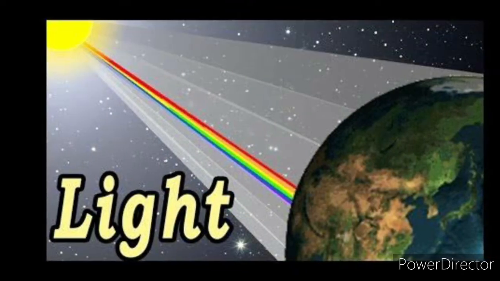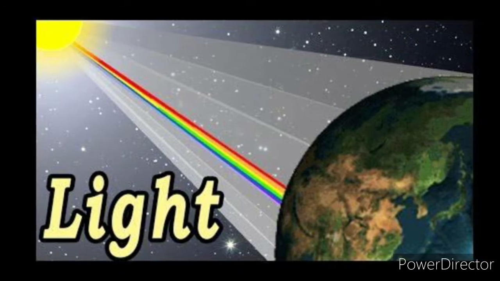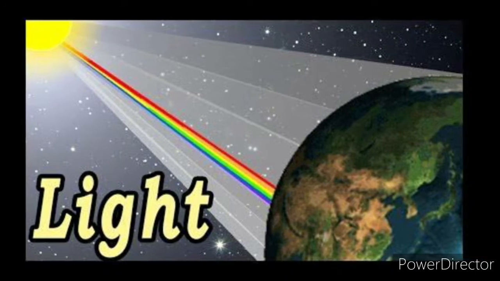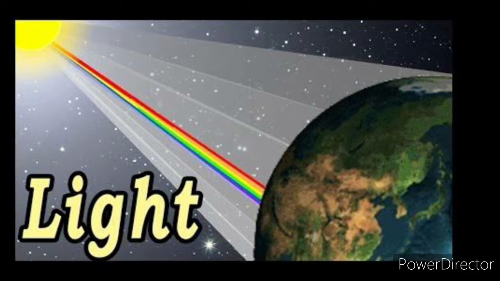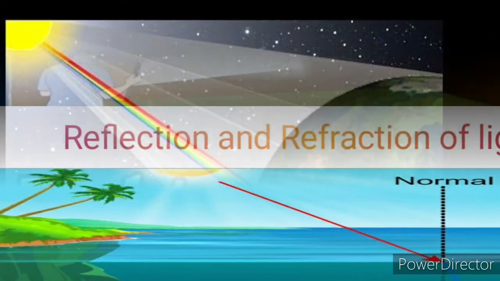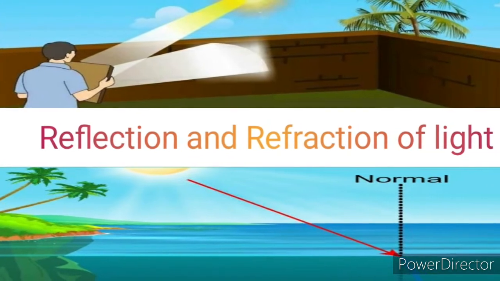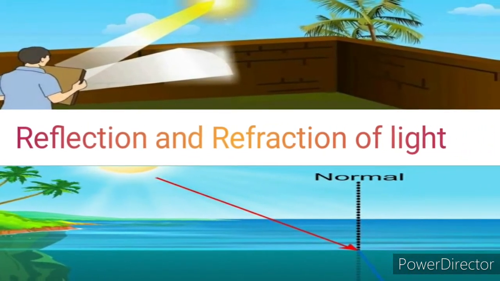Children, this is a small introduction about light. I know you understood it very well, and next move on to two different phenomena of light. They are reflection of light and refraction of light.